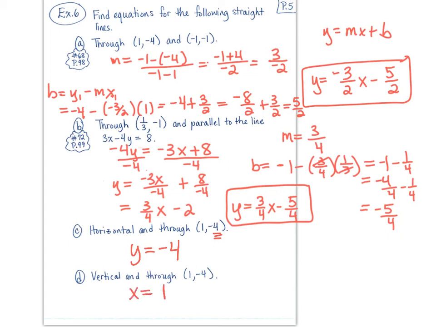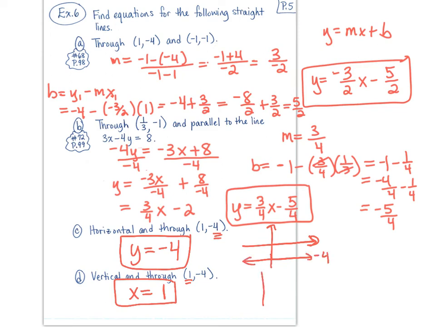x equals 1. And just to clarify, the horizontal line is parallel to the x-axis at -4, and the opposite, the vertical line, is parallel to the y-axis, going through 1. Yeah, just one. Like that. You got it.